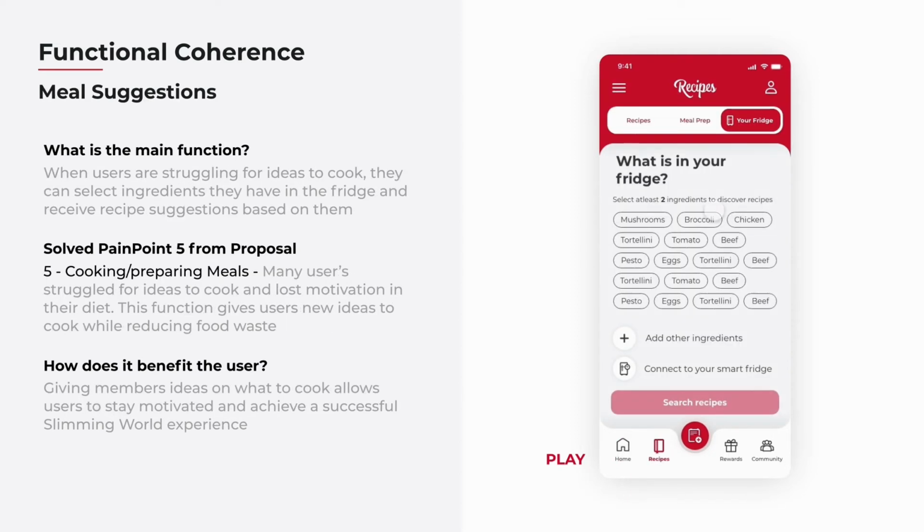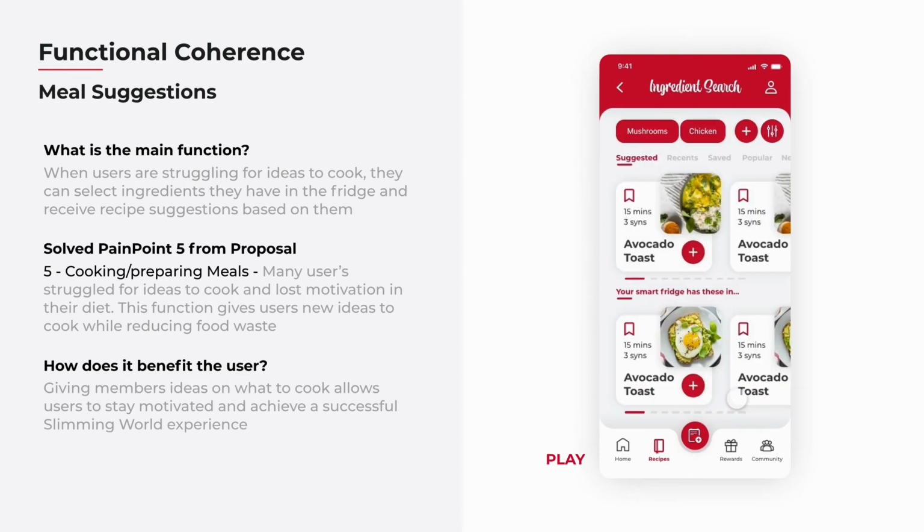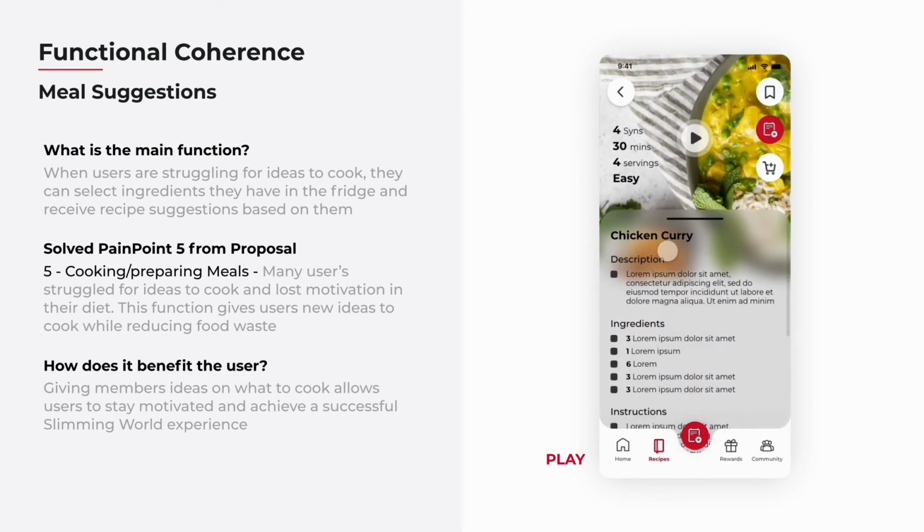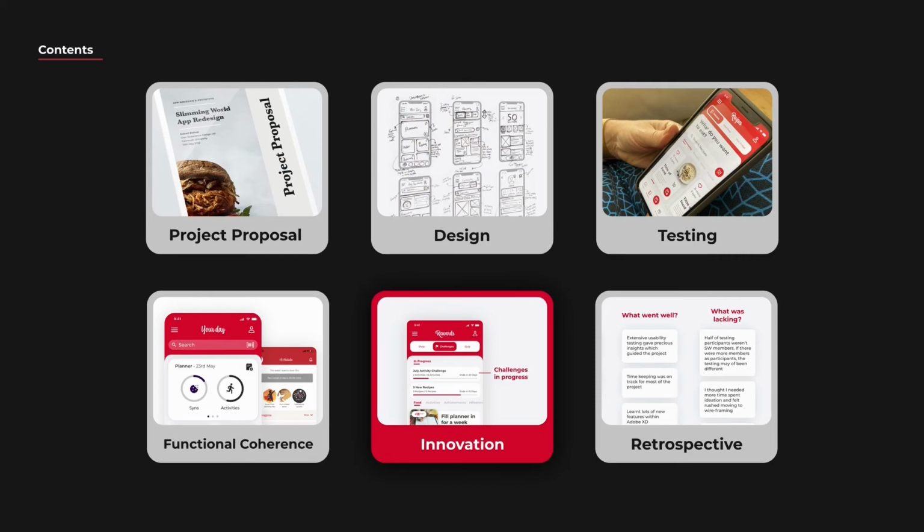The meal suggestion feature helps users who are struggling with ideas to cook by selecting ingredients they have in the fridge and receiving recipe ideas based on them. This solves pain point 5, cooking and preparing meals. Many users struggle with ideas to cook and lose motivation in their diet. This function gives users new ideas to cook while reducing food waste. This benefits the user by giving members ideas on what to cook, allowing them to stay motivated and achieve their SlimWorld goals. Next, I'll talk about the innovation areas of the app.